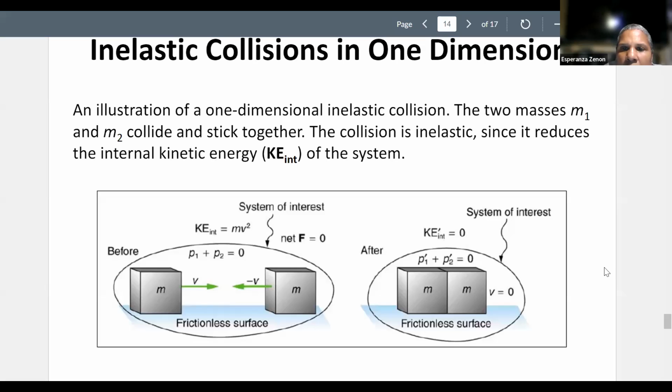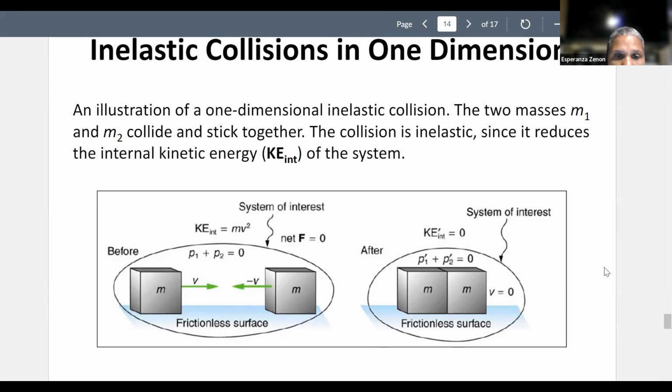All right. So here you can see a visual of an inelastic collision. And you can see that in this particular collision, our system is isolated before the collision, no external forces, still frictionless. You can see that their velocities are such that they're pointing toward each other. So we know if they keep moving toward each other, eventually they're going to collide.